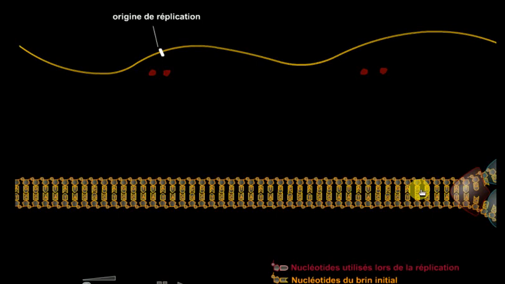So this is an animation about DNA replication, which occurs during the S phase of the interphase. So remember that the interphase is when a cell is not dividing, and the interphase is divided into three phases, G1, S, and G2. So DNA replication occurs during S phase.